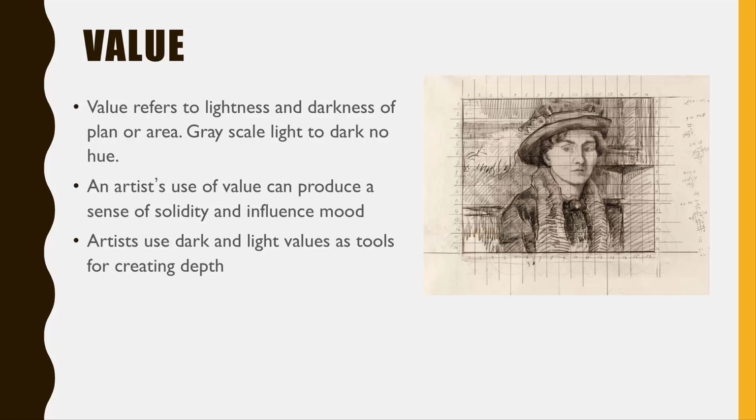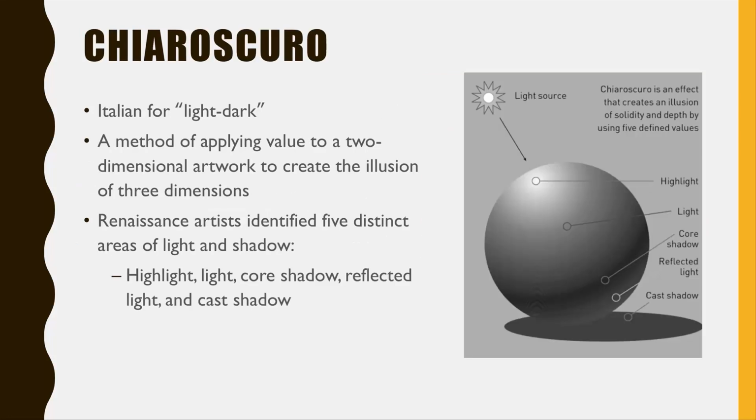Okay, so let's go to value. Value is when the artist uses grayscale. They will have areas that have highlights and areas that are medium toned and some that are dark. And they illustrate this to make it look three-dimensional.